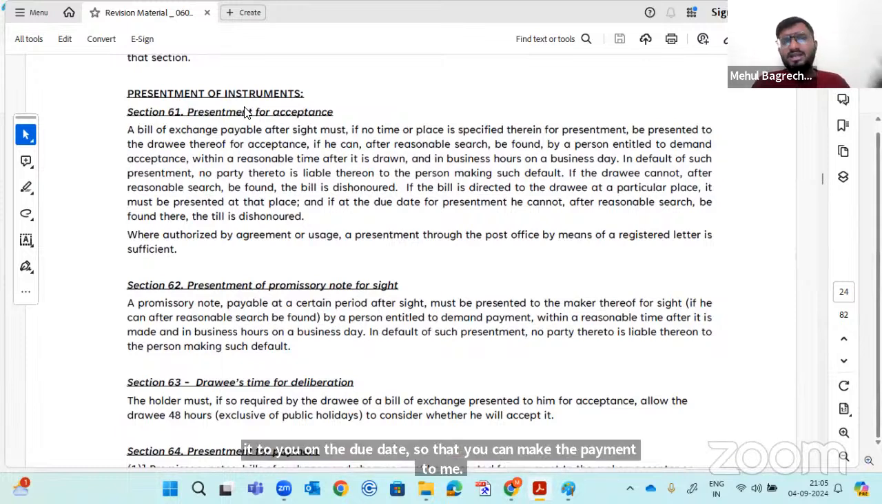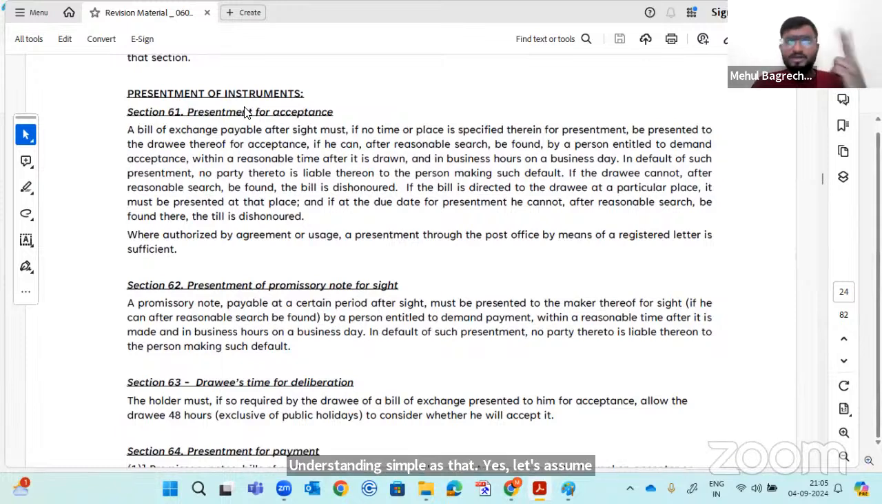Simple as that. Let's assume you have given a promissory note to me. There are two types of presentment. One for acceptance, second one for payment. For acceptance means where you have given a promissory note to me. I have to accept it, only then it is going to be complete. Second scenario, presentment for payment. On the due date, I am coming back to you: make the payment now. Here, there will be a presentment for payment. First time, what happened? Presentment for acceptance. Now what is happening is presentment for payment.